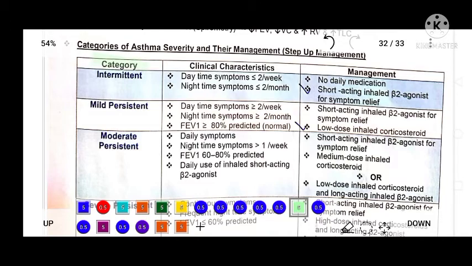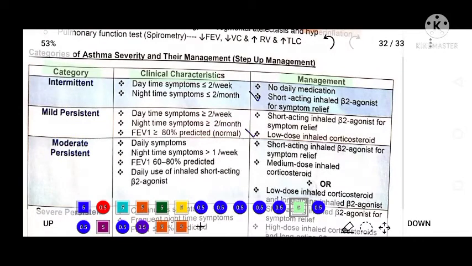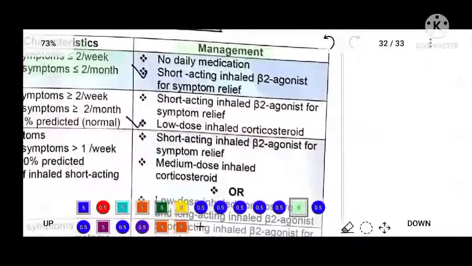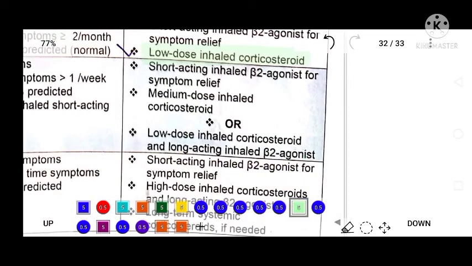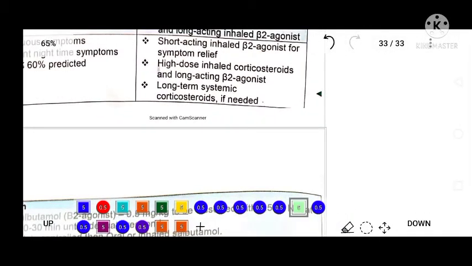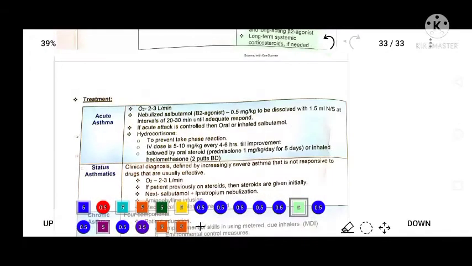So there are different strategies for the management of asthma. On the basis of clinical characteristics, we will manage the asthma. If there are daytime symptoms and night symptoms greater or less than 2 weeks, we will treat the asthma on that basis. So the general management for asthma will be a short-acting inhaled beta agonist for symptomatic relief. Also, low dose inhaled corticosteroids should be given, and medium dose inhaled corticosteroids. In this way, we can manage asthma, also by giving long acting beta agonist, corticosteroids and bronchodilators.